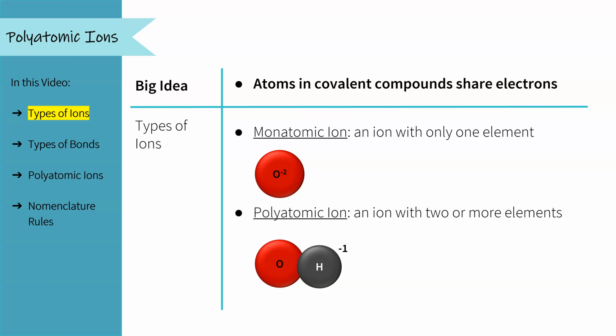If we think about the prefixes here, we know that mono means one and poly means many. So monatomic, one element, polyatomic, many elements. Probably not too many.